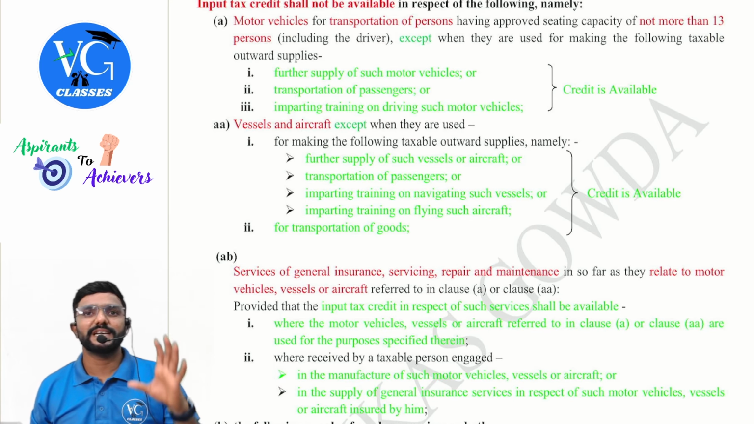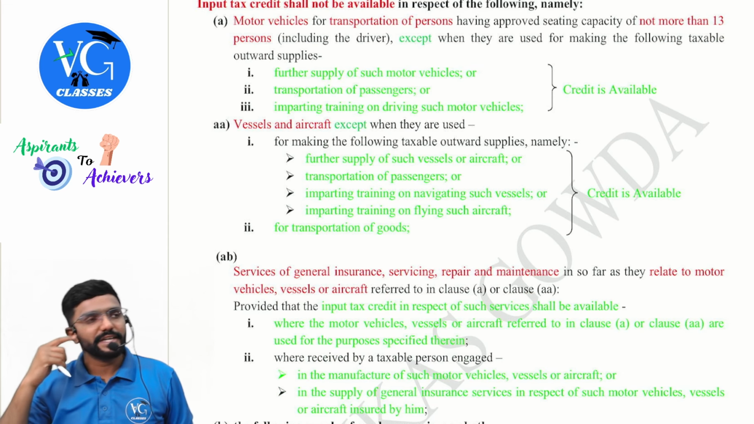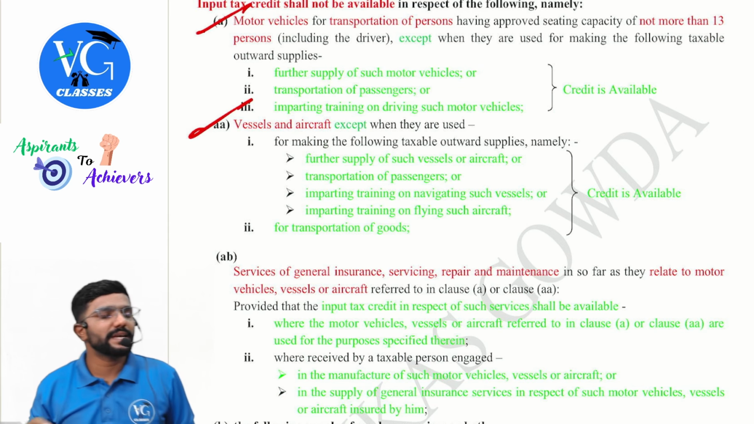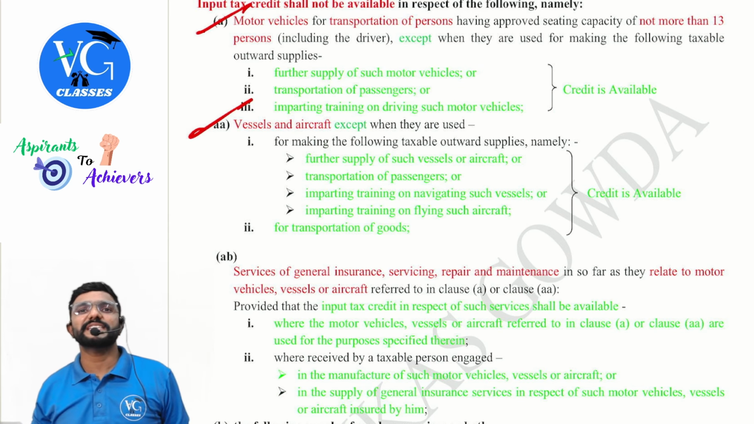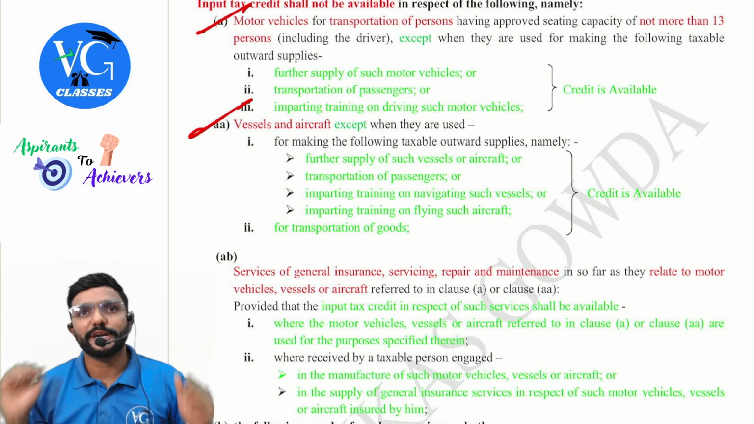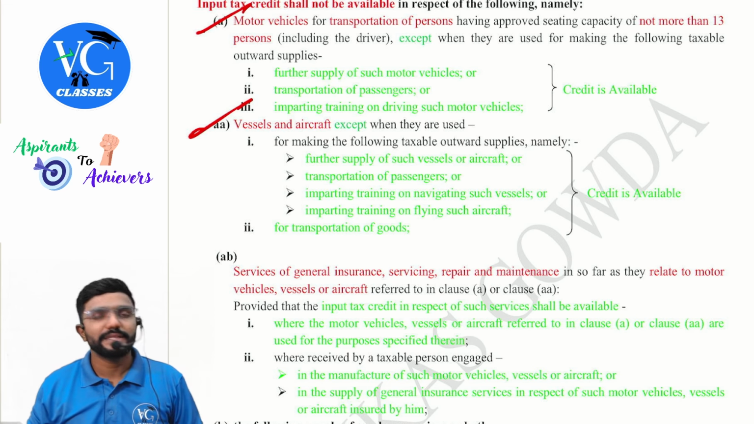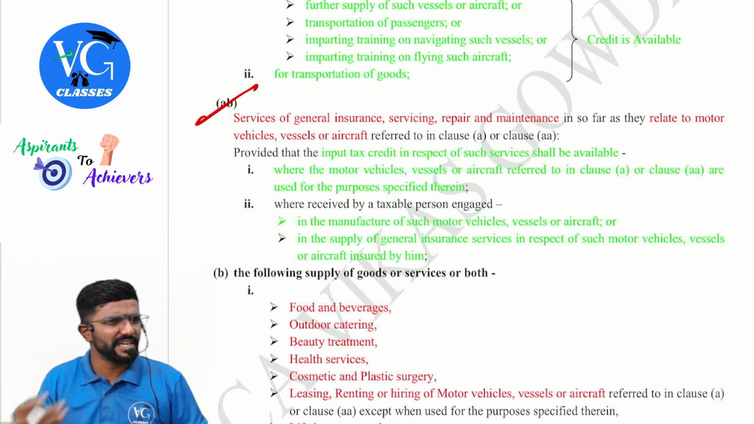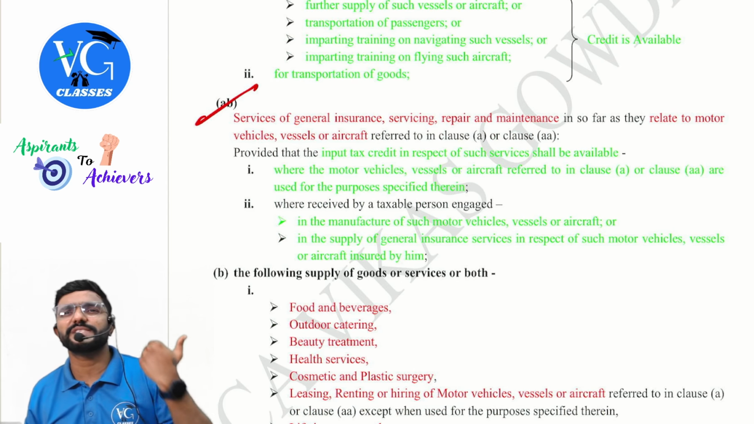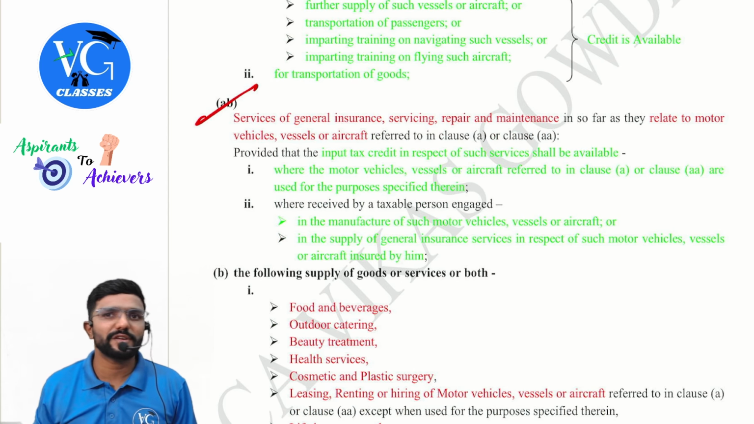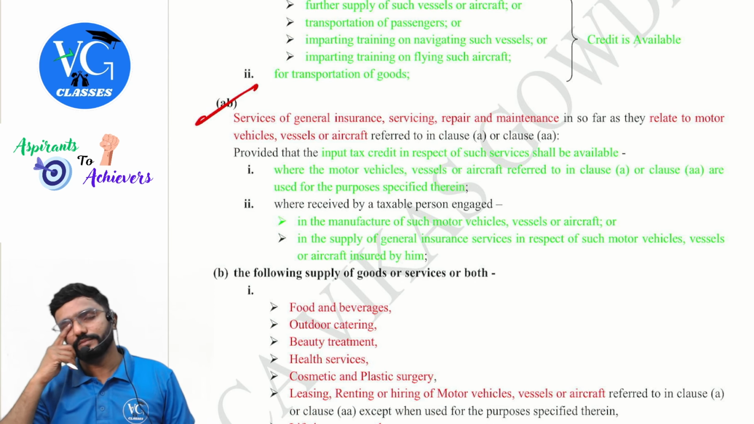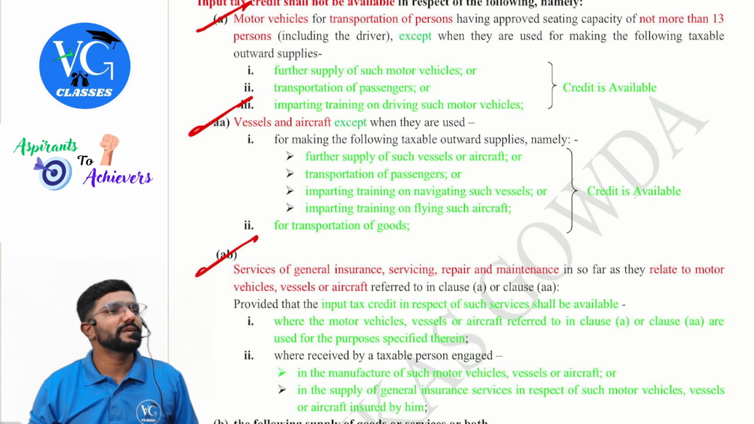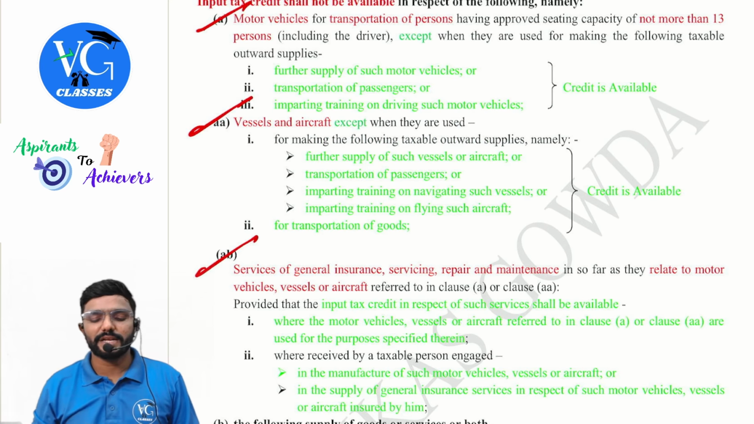A done, AA done, guys. Listen, A is connected to AB. Now listen, sir, when I have purchased a motor vehicle or vessels or aircraft, on purchase whatever GST I have paid, if credit is blocked, then on the same motor vehicle or vessel or aircraft, later if I have taken any general insurance at the time of purchase or any service, repairs and maintenance service on which I have paid GST, can I claim the credit? No, I cannot.